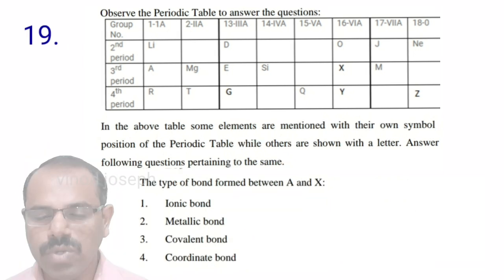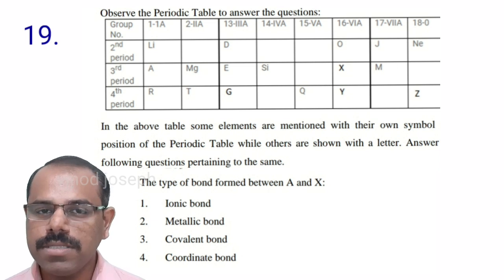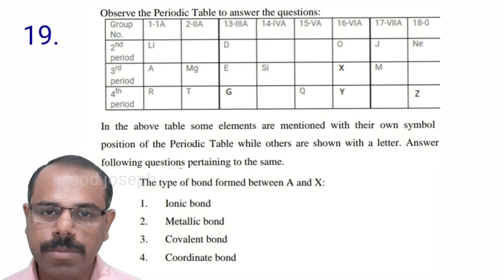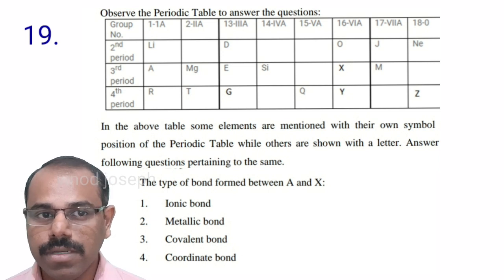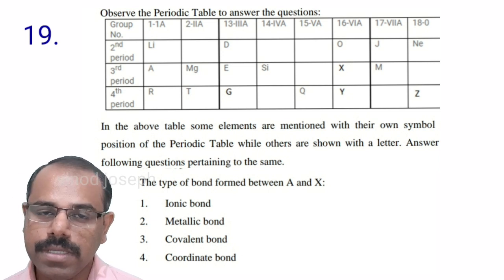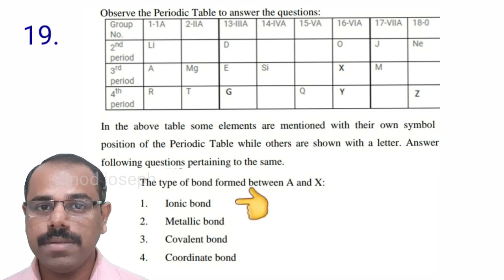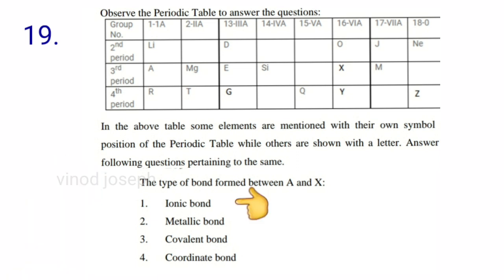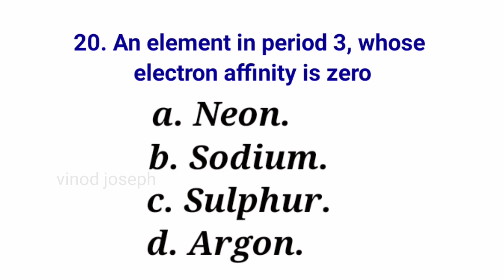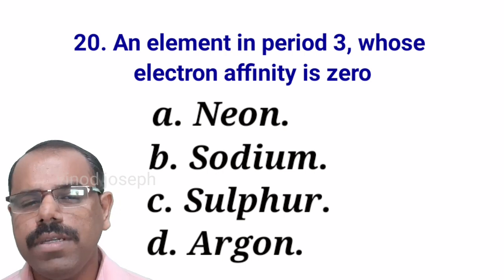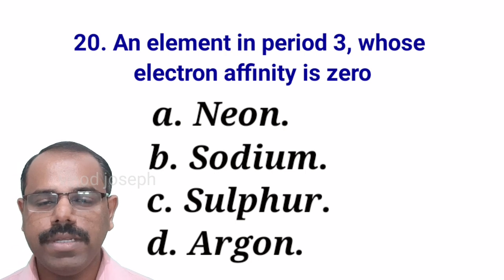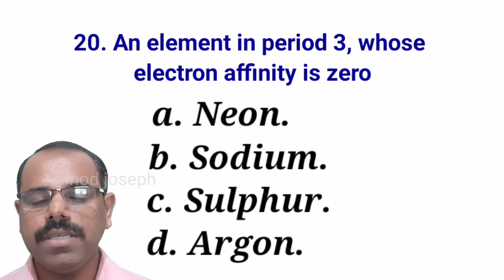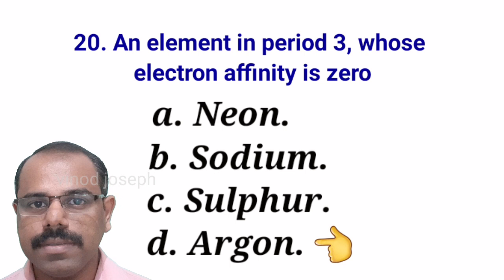A belongs to group 1 and X belongs to group 16. Group 1 elements are metals and group 16 elements are non-metals. The bond between a metal and a non-metal, or a cation and an anion, is always an ionic bond. Noble gases have zero electron affinity due to their stable electronic configuration. You find out which noble gas is in period 3.